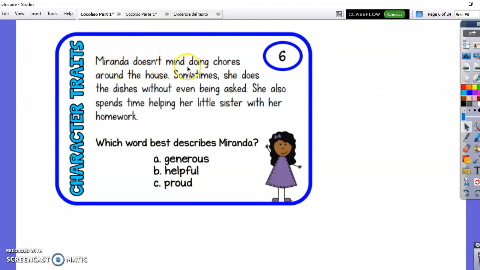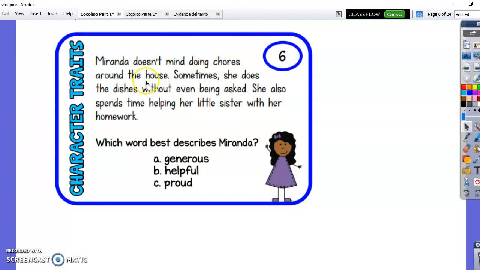This one says Miranda doesn't mind doing chores around the house. Sometimes she does the dishes without even being asked. She also spends time helping her little sister with her homework. Which word best describes Miranda? Is it generous, helpful, or proud?